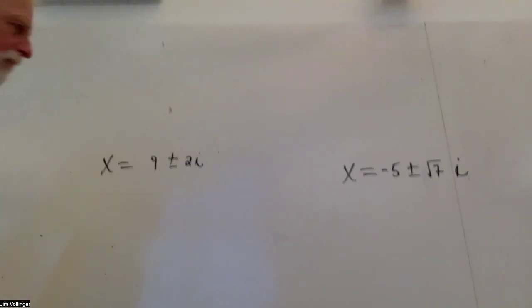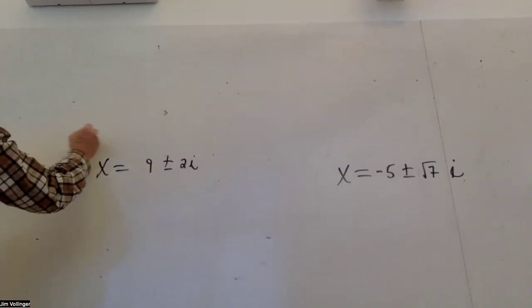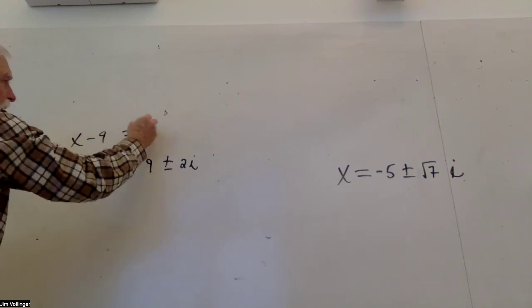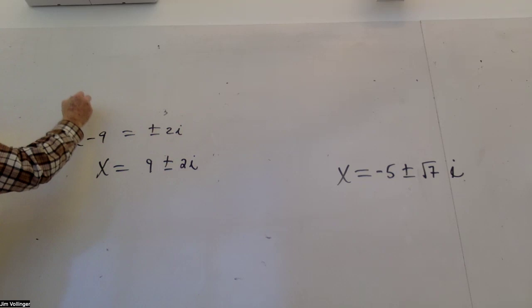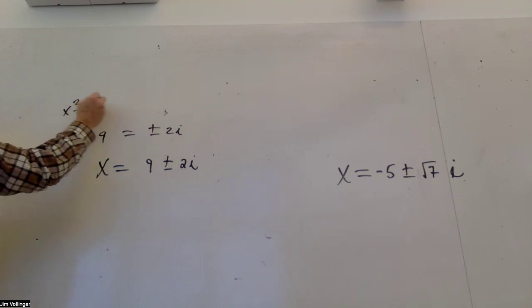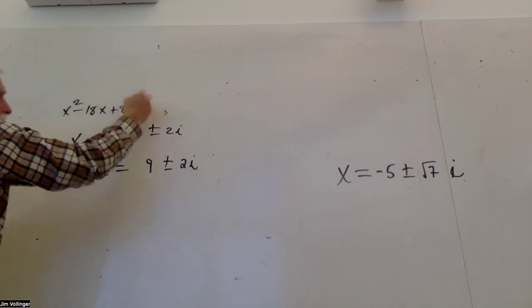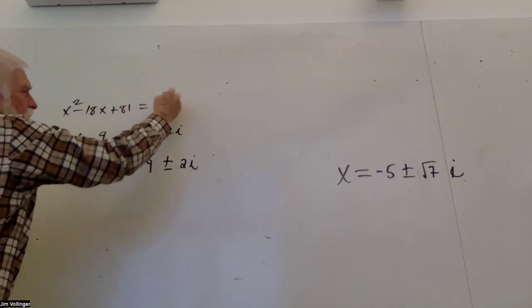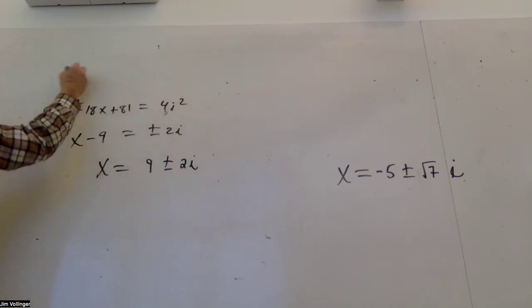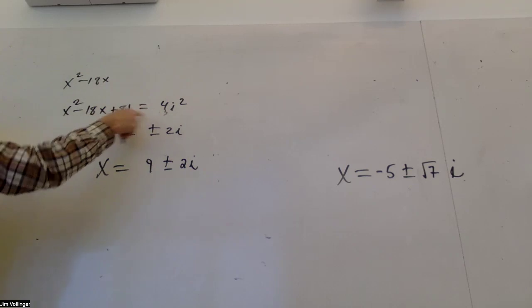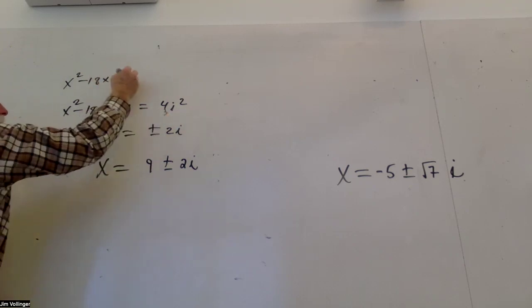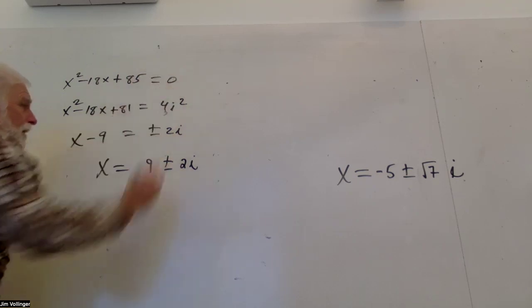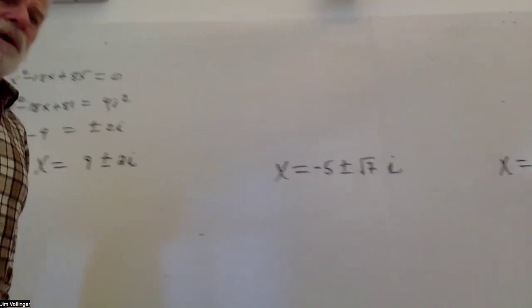All right, so let's do another one. So x minus 9 will equal plus minus 2i. Squaring both sides, x squared minus, what do we get? 18x plus 81 is equal to squaring this, 4i squared. Final answer, x squared minus 18x, subtract 4 from 81. Well, it will be negative 4, add 4. 85 equals 0. 2 more, 3 more.